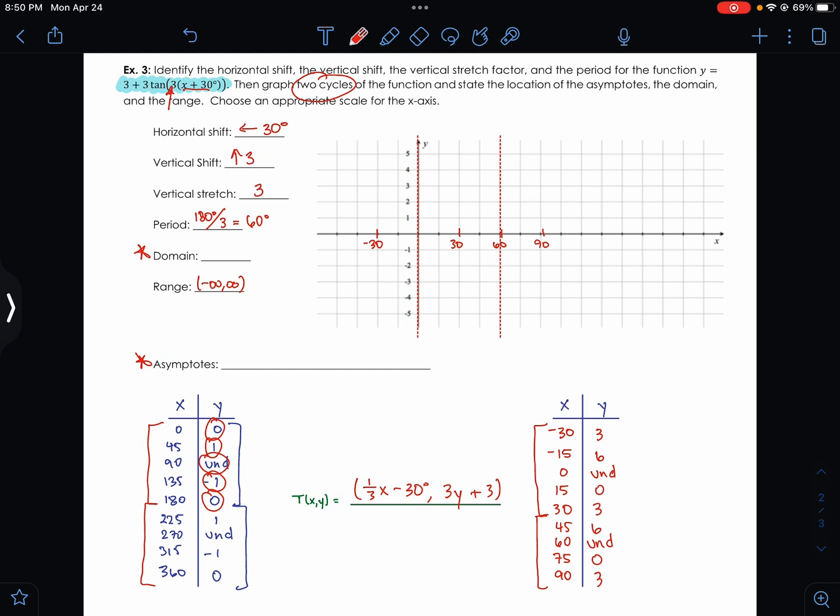Then we have negative 30 and 3, which is right there. We have negative 15 and 6, which is right there. We have 15 and 0, which is there. 30 and 3 there, and then 45 and 6 there, and then we have our vertical asymptote, and then we have 75 and 0 and 90 and 3. So you then connect the points with our tangent graph. Like so.